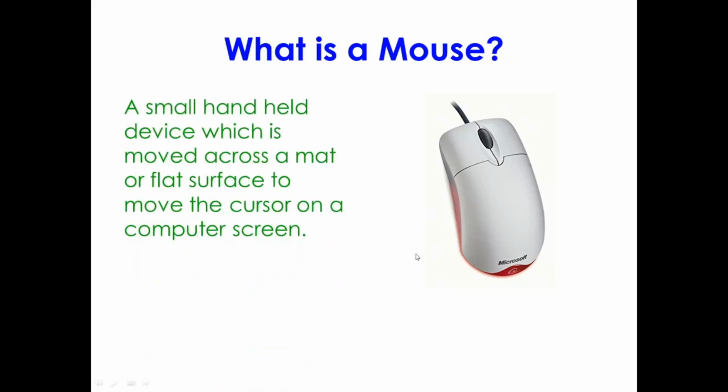Now what is a mouse? A mouse is a small handheld device, means a device that you can hold in your hand, and you can move it across a flat surface. The mouse is on a flat surface or mat, and that enables the cursor to move on the screen. So this is a small definition of the mouse.